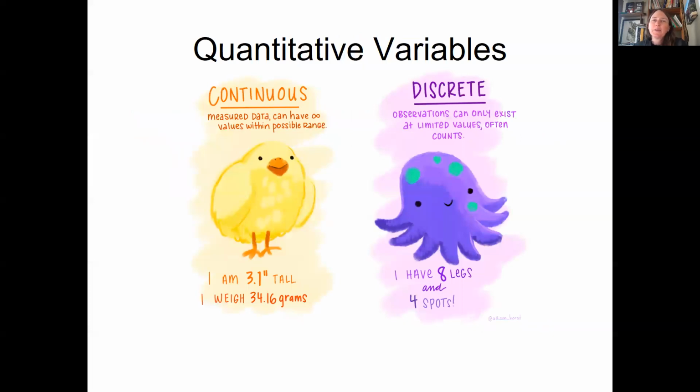So in terms of thinking about the different kinds of variables, there are continuous variables, which are measured, and they can have any range between 0 and infinity. So for example, this little chick is 3.1 inches tall and weighs 34.16 grams. Those are both continuous variables. Versus discrete variables, which are another kind of quantitative variable. It can be a number, but it's some kind of a count. It's an integer. So this little octopus or squid has 8 legs and 4 spots. Those are discrete variables. Both continuous and discrete variables are quantitative. They are measurable or countable, okay?